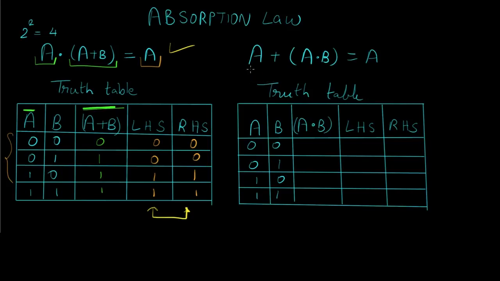In the next equation, we have a separate value A and a component A and B together. So let me just first calculate A and B in this column. Now for the LHS, we need to take a logical OR operation between the variable A and this entire component. That is, we need to take a logical OR operation between this column and this column. So calculating that, okay, so I have calculated the LHS.